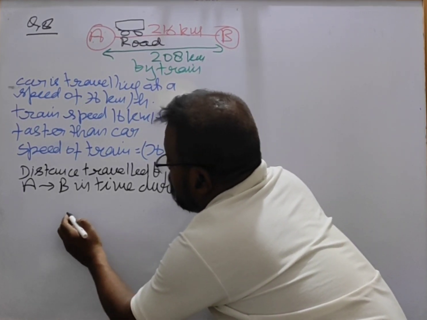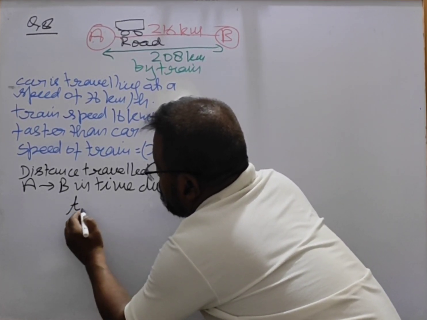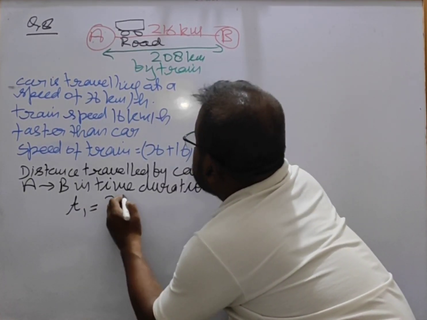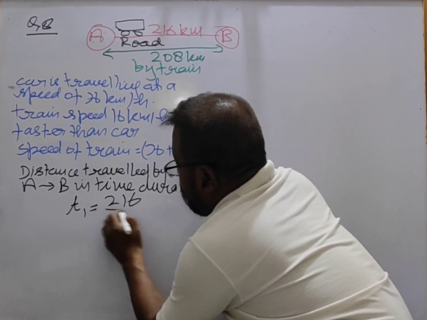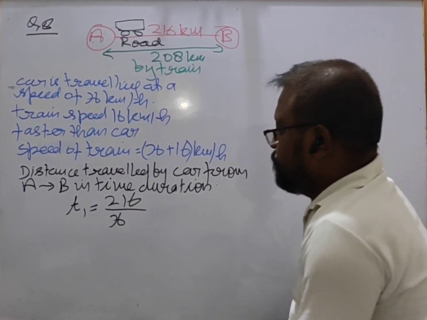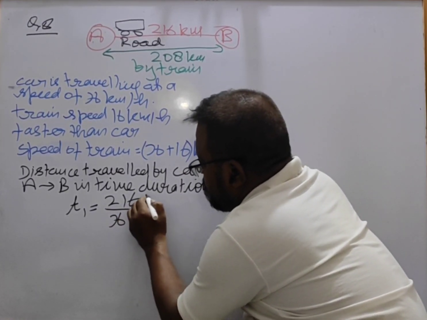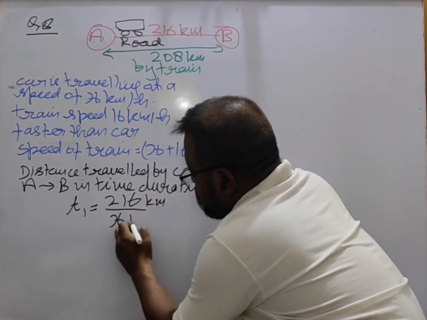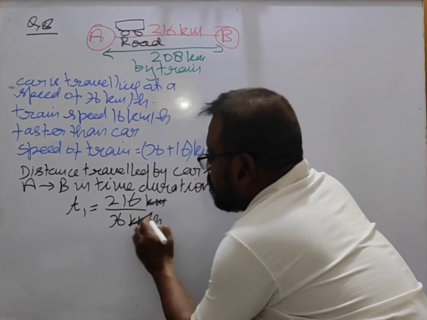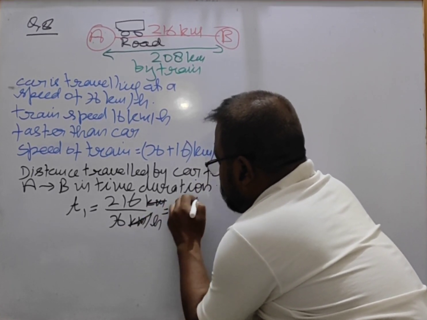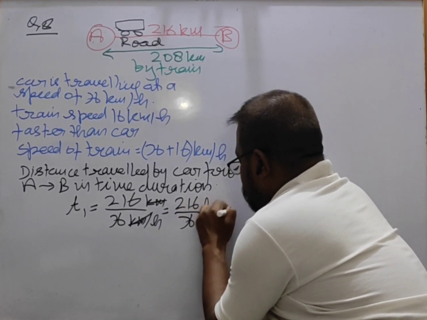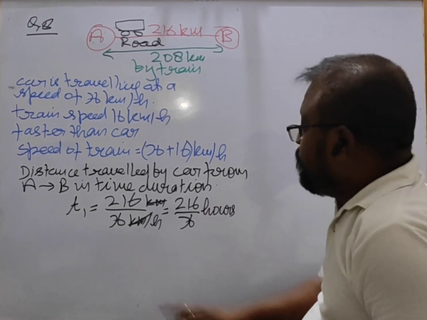T1 is equal to 216 upon x, right? 216 kilometers, and this is kilometer per hour. So kilometer gone, so you get 216 upon x hours. Okay, T1.